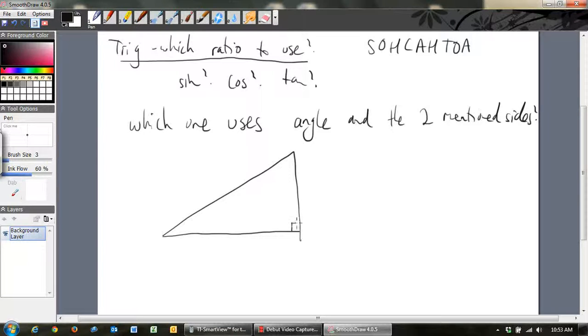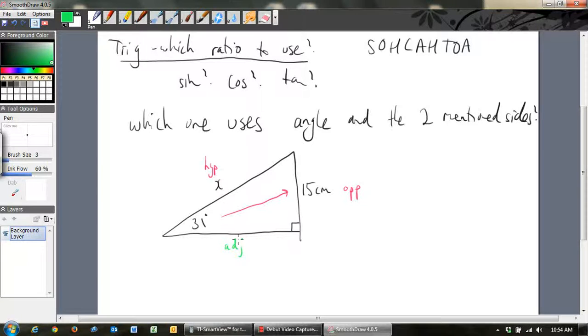But let's just look at a triangle and say we know that that is 31 degrees, and we know this side over here is 15 centimeters, and we're trying to find this side over here. So which ratio should we use here? What we've got to look at is what we know and what we want to know. So let's label them. What side is this over here? That is the hypotenuse. This one over here is the opposite side, and this one here, I'll label it in green, is the adjacent side down here.